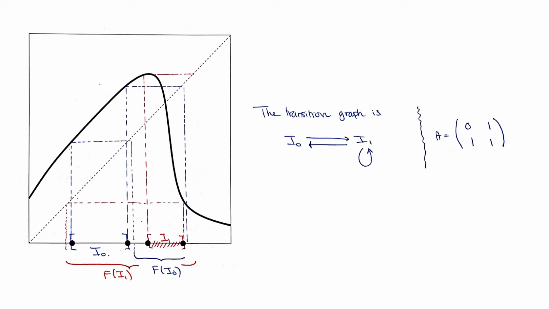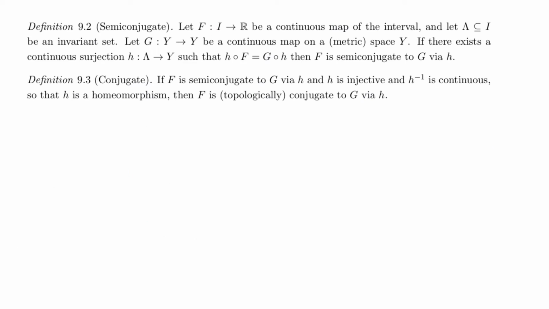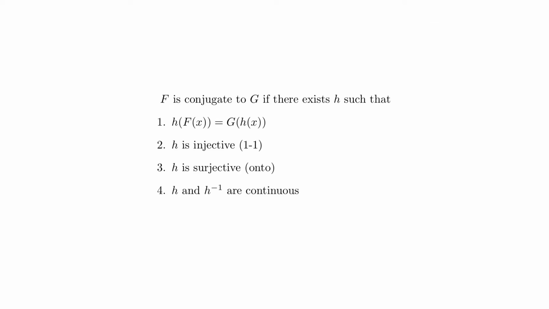The next thing we need is semi-conjugacy. That's easy. The definition appears in chapter 9, but I'll summarize it even more simply for you. First, you need to remember what it means for F to be conjugate to G. You need to find a map H such that H of F of x is equal to G of H of x, H is injective or 1-to-1, H is surjective or onto, and H inverse are continuous. For semi-conjugacy, you simply remove the need for H to be injective and for H inverse to be continuous. That's what it means to have a semi-conjugacy between F and G.